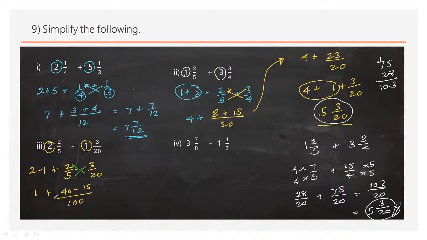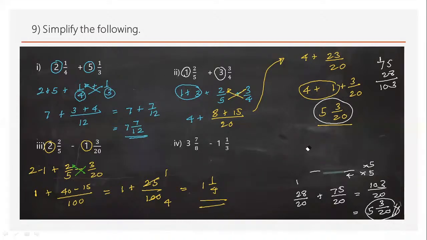Then you can write here 1 plus 40 subtract 15, how much? 25 over 100. You know how many 25s here? 1. How many 25s here? 4. What is your answer here? 1 and 1/4 here. 1 and 1/4. This is the answer. Right? The same question I will convert into improper fractions and do. Then I will erase this one.